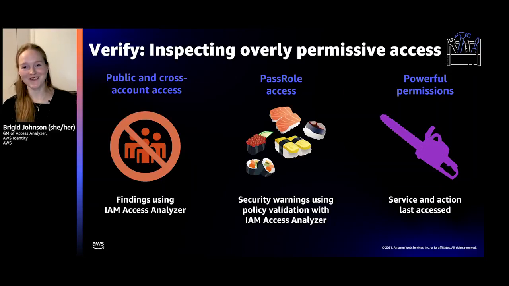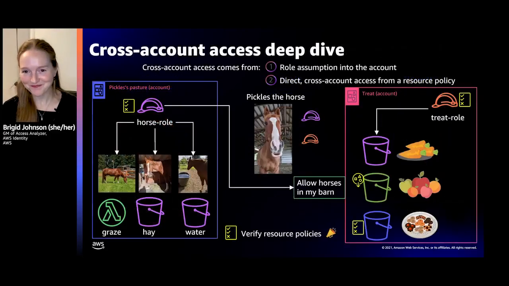All right, so let's talk about cross-account access. This is possibly my favorite slide. All right, so there's Pickles the horse, and there's 2 accounts. There's Pickles pasture, right? And then there's the treat account, because Pickles loves treats, but he can't have them all the time. Otherwise, he'd get quite fat. But he does love treats. So in the pasture account, Pickles can assume the purple role, the horse role, and that role grants him access to graze, it's a Lambda function, to eat hay and to drink water. And that's great.